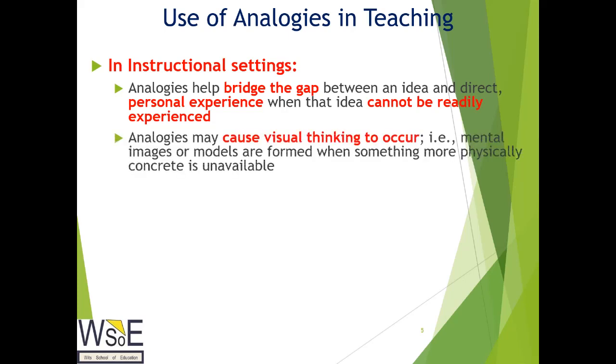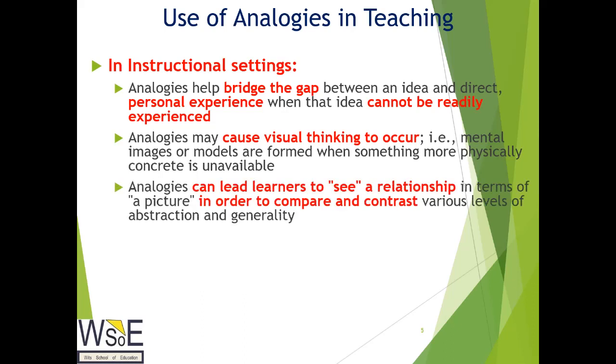Analogies may cause visual thinking to occur. Okay, so already you've got the cell, which is a visual, you've got the diagram, but now you're helping learners make links between the parts of the cell or the cell organelles and the aspects of what's happening in a factory. So they think of the cell as this living, moving thing in which something is produced and it's controlled from a control center and so on.